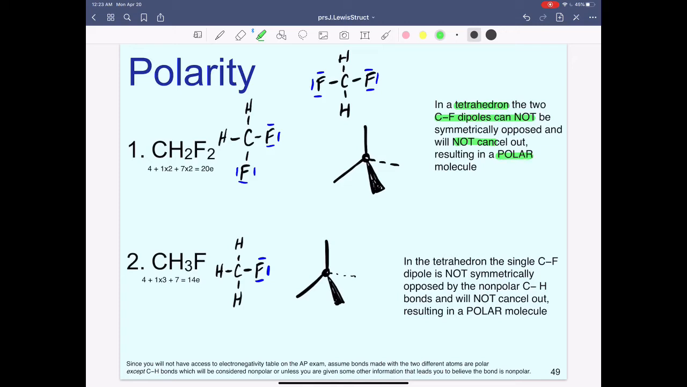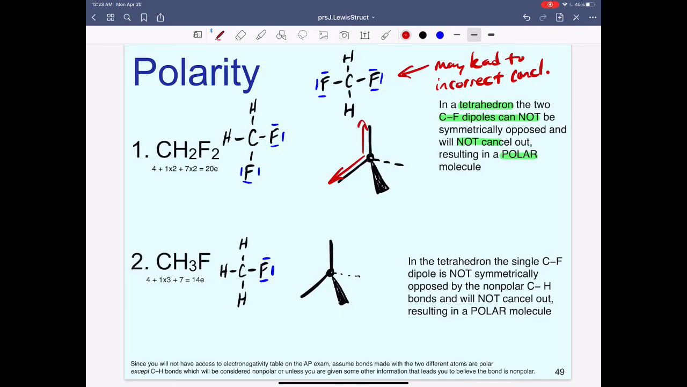This will result in a polar molecule, because they cannot be opposite the way this structure implies, which may lead to an incorrect conclusion. So the molecule will end up polar towards the fluorines.